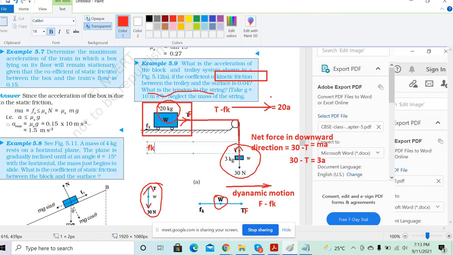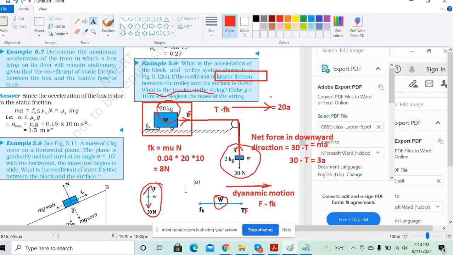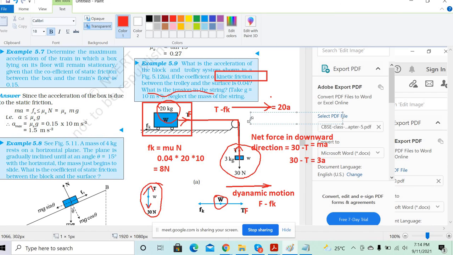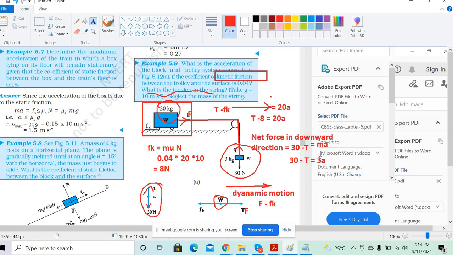See, Fk is what? Mu into N. Mu they have given to you, 0.04 into 20 into 10, 200, so basically we get 8 Newton. Correct, no? Yes, sir. So now the Fk value you know. So T minus Fk gives you T minus 8 is equal to 20a. Correct? And 30 minus T is equal to 3a.